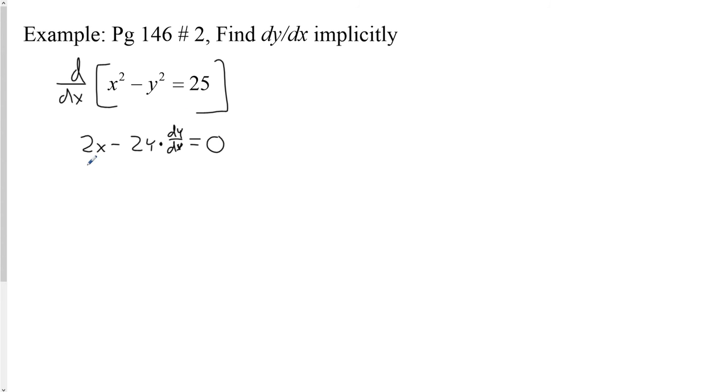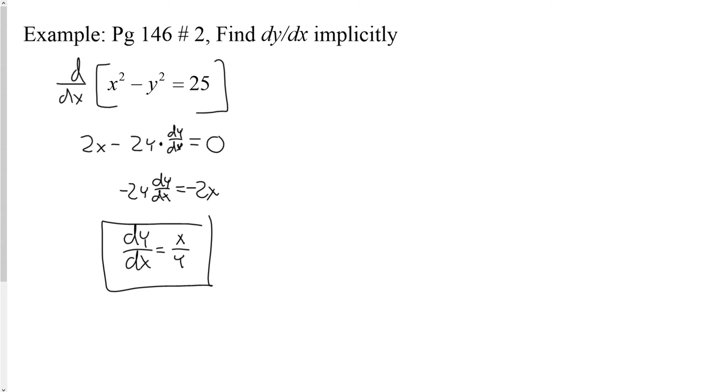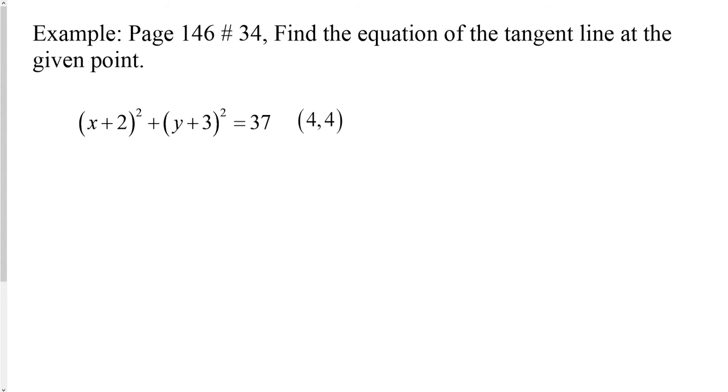So I've got two terms here. I've got a 2x, and then I've got negative 2y dy over dx. Following the guidelines from the last page, I want to collect all of my terms with dy over dx on the left-hand side. So I've got negative 2y dy over dx, and that's going to be equal to negative 2x. Solving for dy over dx, I divide both sides by negative 2y. The negative 2's cancel out and leave me with x over y. That is my derivative.